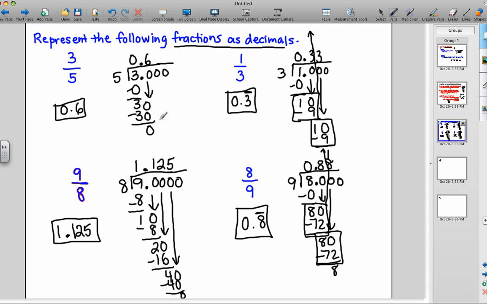Okay? To check your terminating decimals to see if they're right, you can simply set the original fraction, 3/5, equal to the decimal fraction form of your decimal. So this is 6/10. And you can cross multiply, you'll get 30. Cross multiply, you'll get 30. They check out. This is correct.